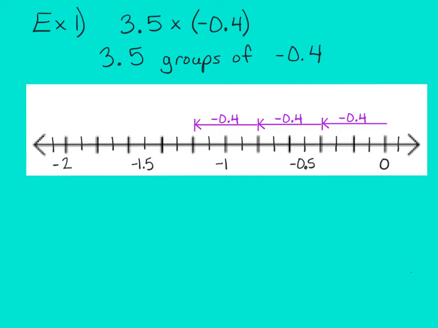I need a half a group of negative 0.4, so I have to think of what is half of negative 0.4. Well, you might think of what's half of 4, that's 2. So half of negative 0.4 is negative 0.2. And then we arrive here just short of negative 1.5, which would be negative 1.4.